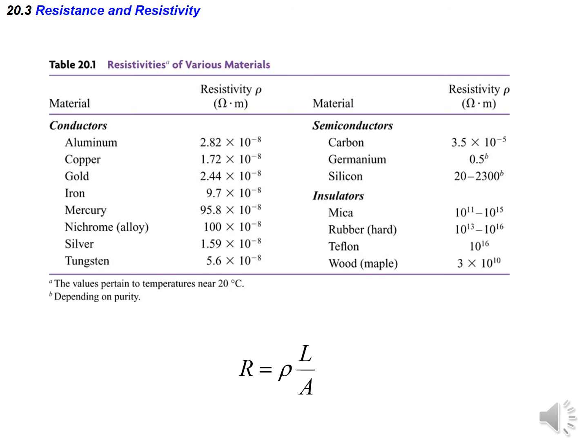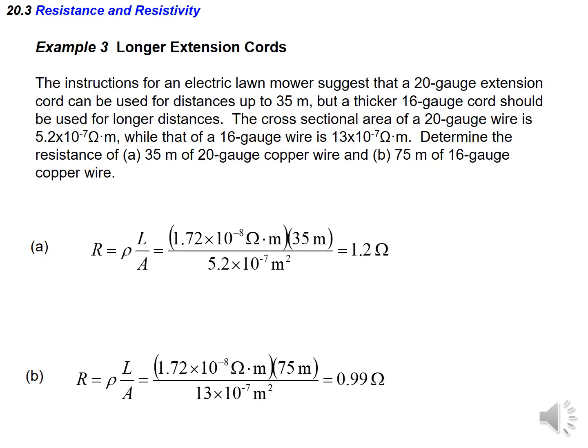As you can see here in the table, for copper, the resistivity is 1.72 times 10 to the negative 8 ohm meter. So here is the value. The length of the wire is given also, 35 meters. And then the area of the 20 gauge copper wire is 5.2 times 10 to the negative 7 square meter. So we have this value. So multiply, then divide by 5.2 times 10 to the negative 7. So the answer for letter A is 1.2 ohms.